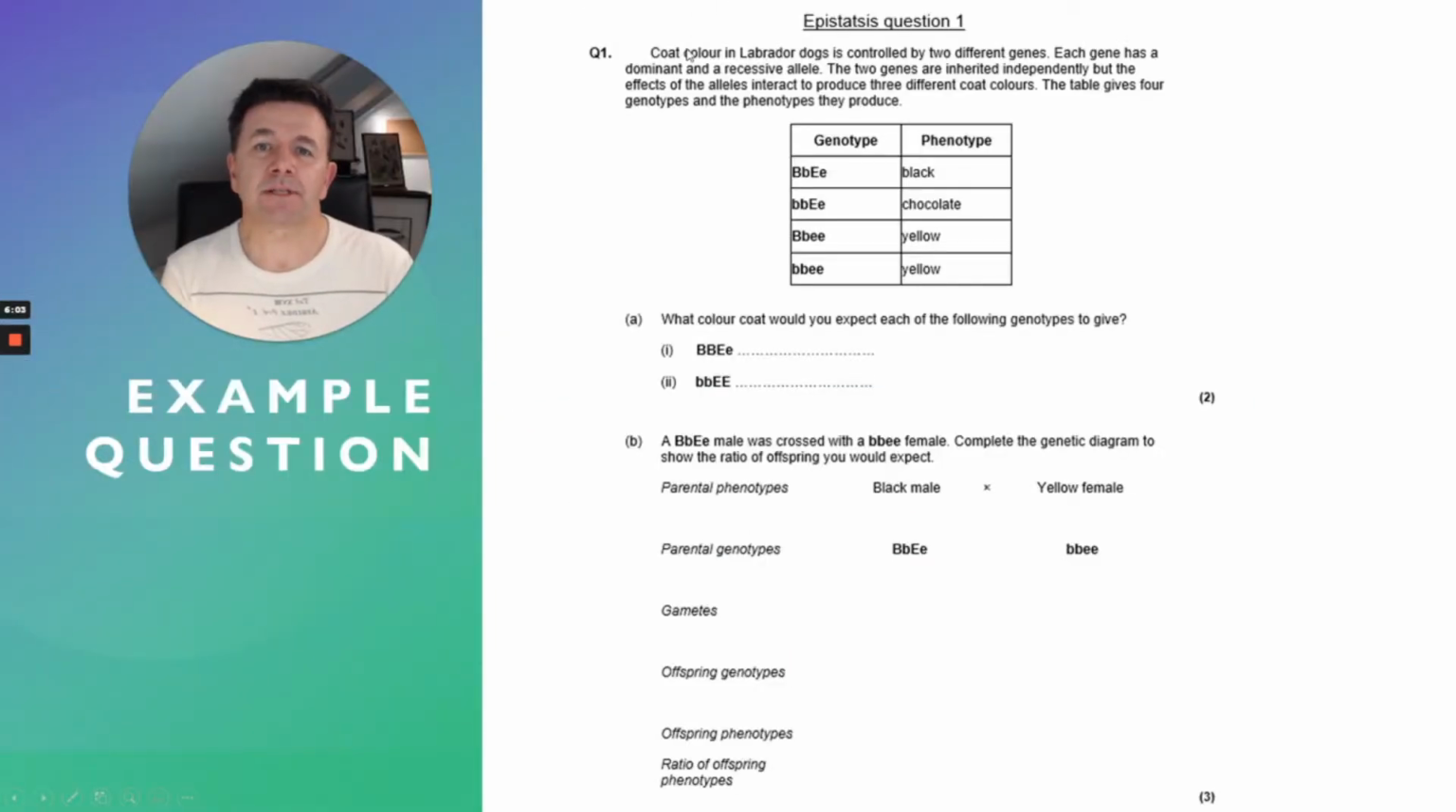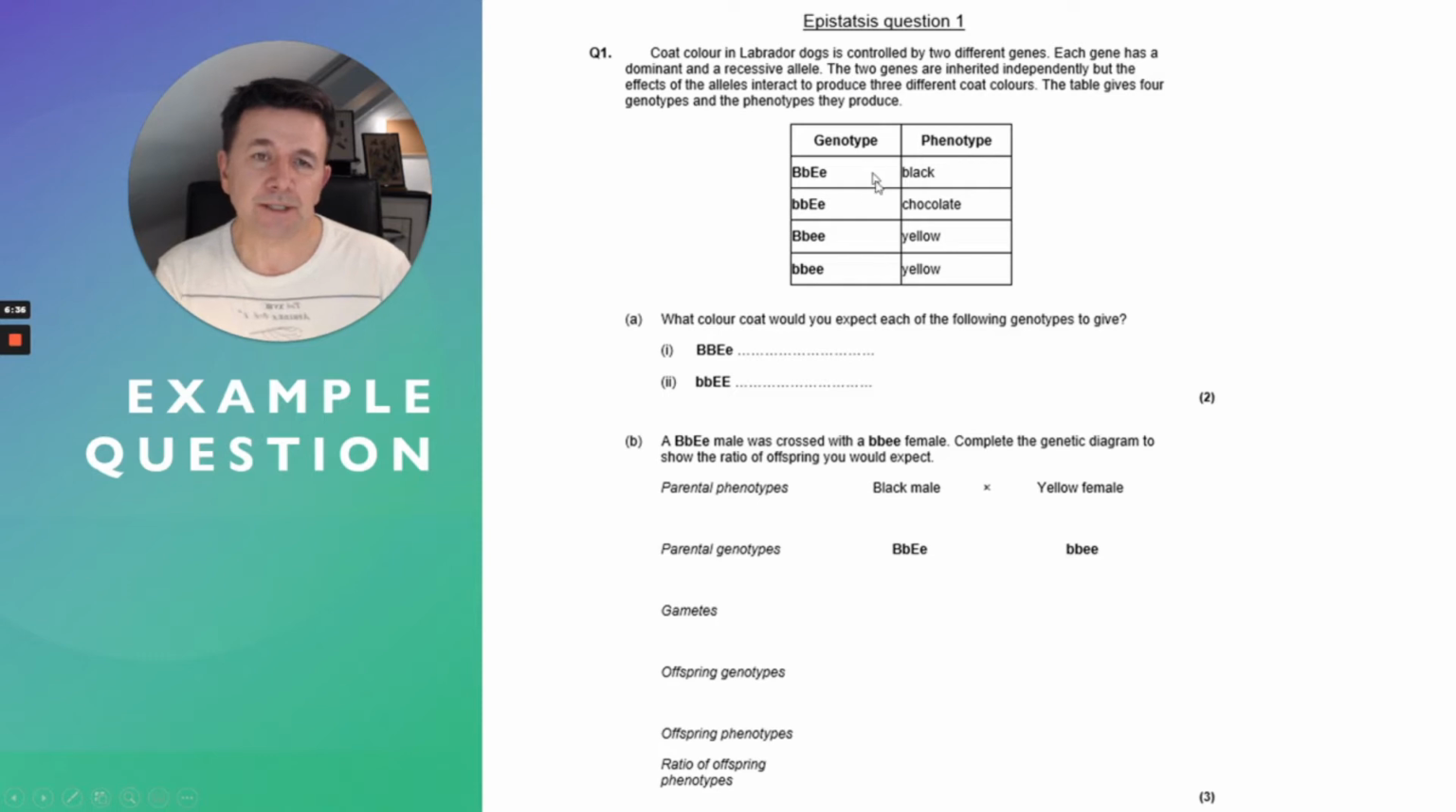Okay, so let's have a look at this first one. It says coat colour in Labrador dogs is controlled by 2 different genes. Each gene has a dominant and a recessive allele. The 2 genes are inherited independently, but the effects of the alleles interact to produce 3 different coat colours. So that would be your first clue to say this is epistasis, as it's saying that they interact to produce 3 different colours. The table gives 4 genotypes and the phenotypes they produce.